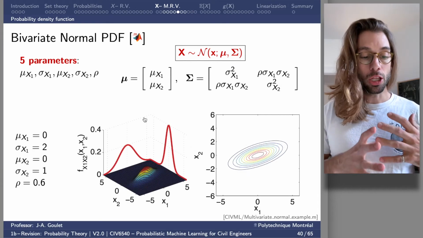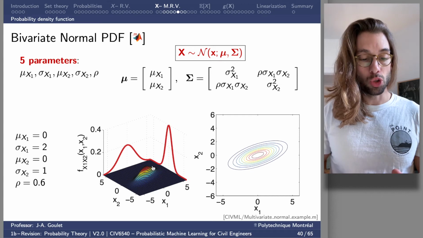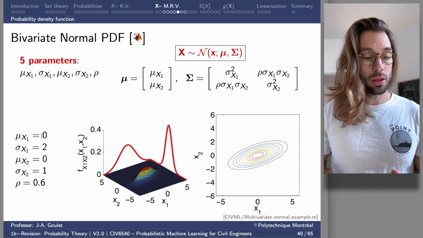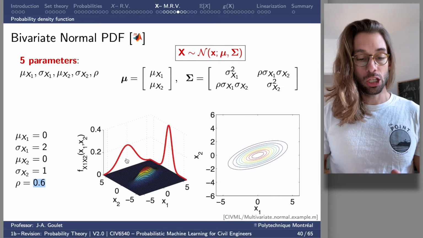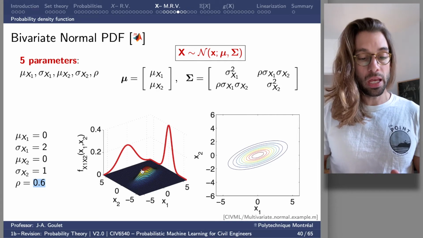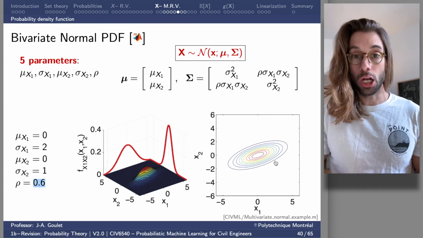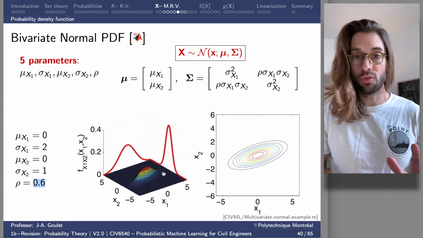If we take a look visually, this would be an example. What we have here is a joint PDF for a mean value for x1 and x2 being 0, standard deviation of x1 being 2, standard deviation of x2 being 1, and a correlation coefficient of 0.6. So these two graphs represent the same thing. Here we have the joint PDF represented as a surface. Here it's represented as a contour. But both carry the same information.